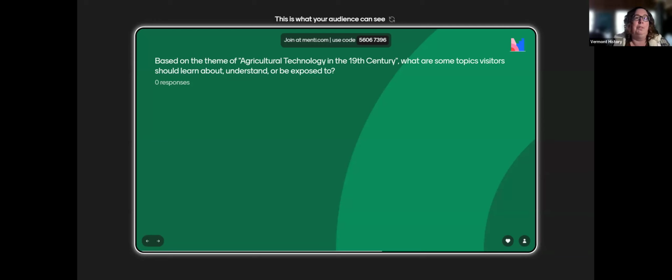So I said, what are some topics visitors should learn about, understand, or be exposed to? So what do you think when I say something like agricultural technology in the 19th century? What would you want people to understand or learn about when you're thinking about that kind of theme? And again, feel free to stick some words in the word cloud. Innovation. Oh, I love it. And or chat, or again, if you want to talk about any of it, feel free.